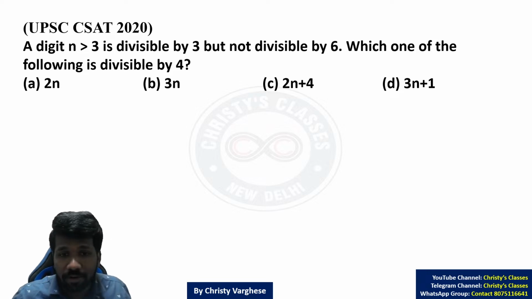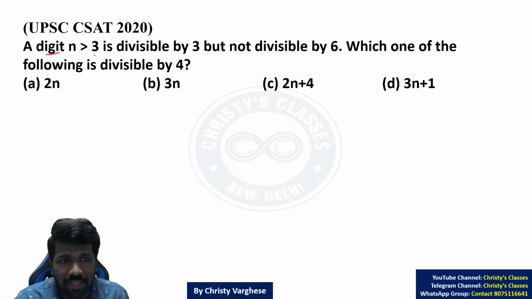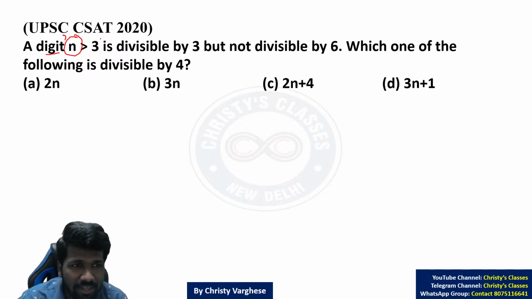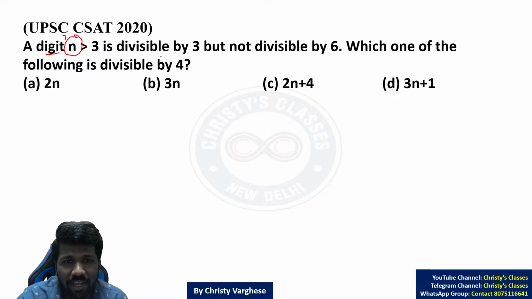Okay, so I'll explain due to lack of time. A digit n greater than 3 is divisible by 3. Digit means 0 to 9, so greater than 3 means 4, 5, 6, 7, 8, 9.